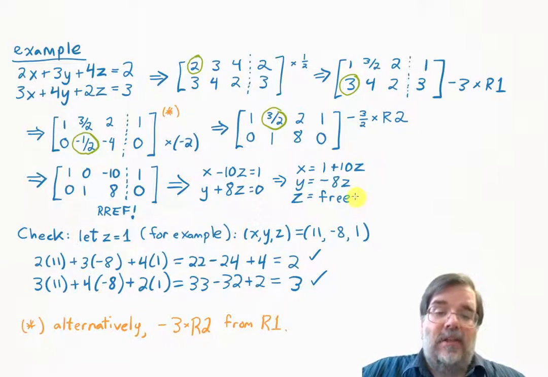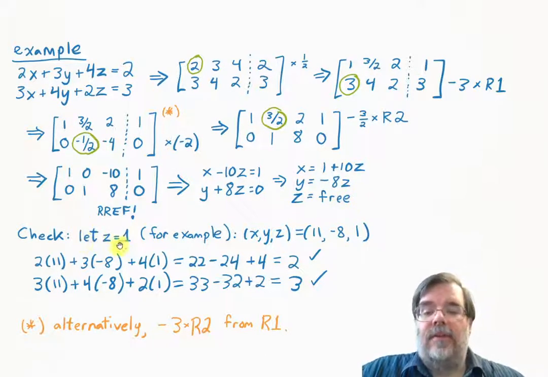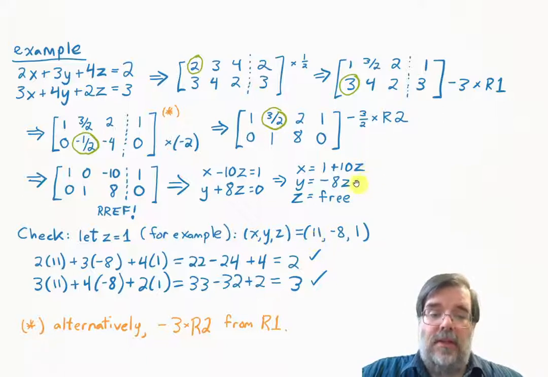To check these values, you just pick a value for the free variable. So for example, you could let z equal 1. And then you get a point, which is a solution. In this case, if z equals 1, plugging that in here and here, you get x equals 11 and y equals negative 8. z we chose to be 1. And then plug that point into your original equations and make sure they equal what you expect them to be. Right, so we know that this equation is correct.